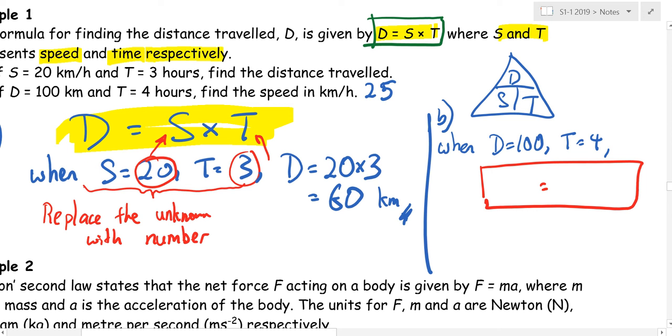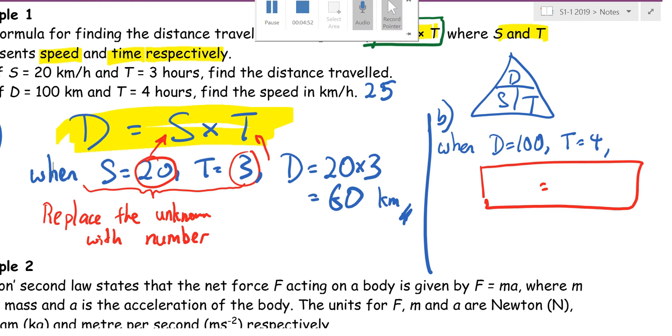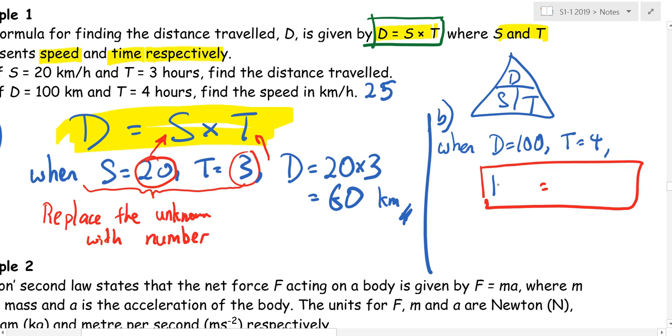Andres, I am asking you, D is 100. So 100 will go in D, S, or T? D. So you write down 100. So this is 100. Okay? Andres, S is what? Don't know. So if you don't know S, you will write down S. Next one, T is what? Four.